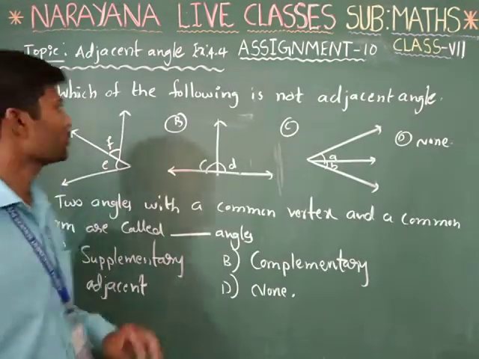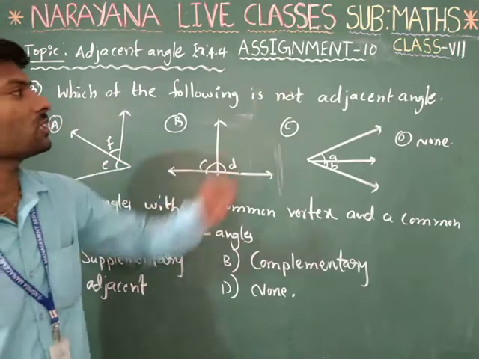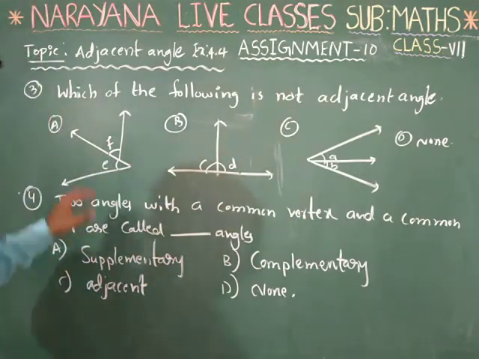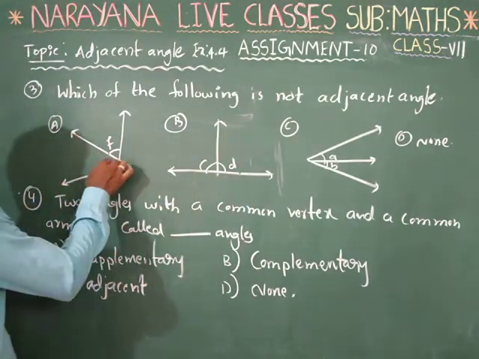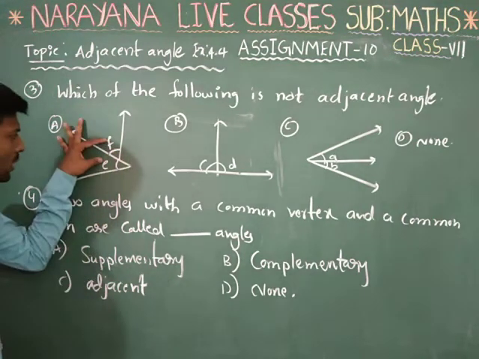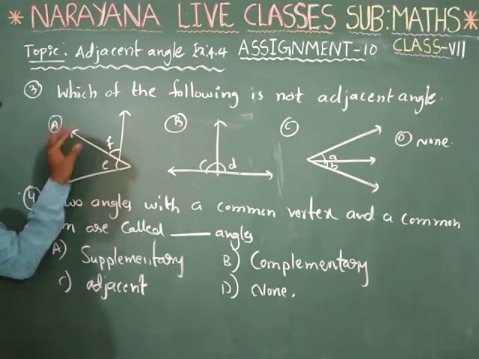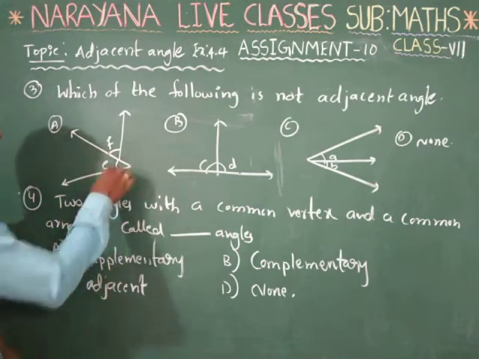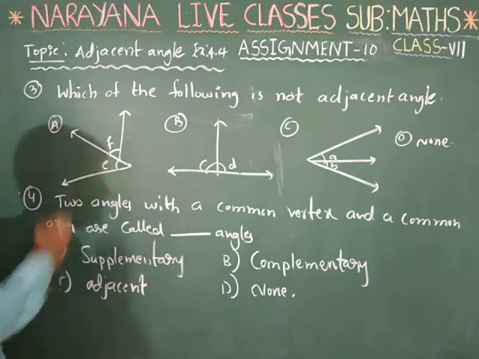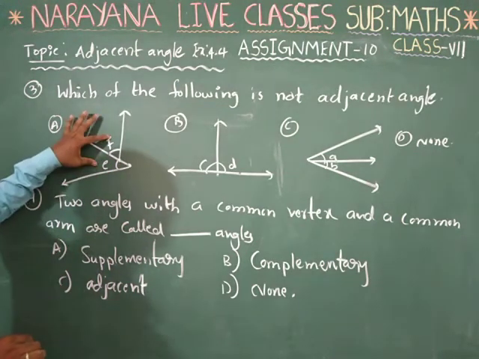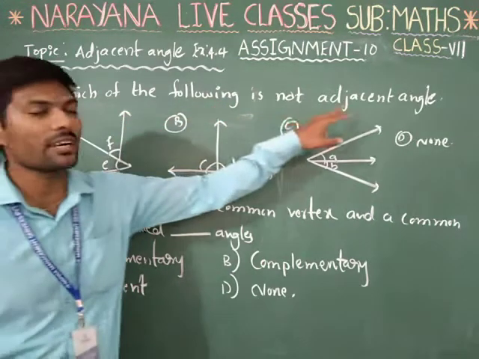Let us discuss the third one. Which of the following is not an adjacent angle? Let's take the first one. If you take angle E as well as F, these two angles have a common arm but not a common vertex. This is one vertex and the second is a different vertex. So option A is not an adjacent angle.